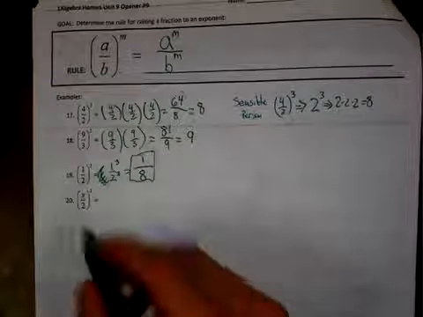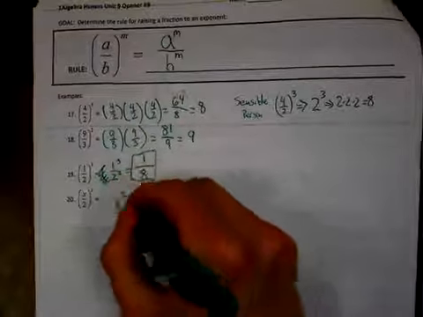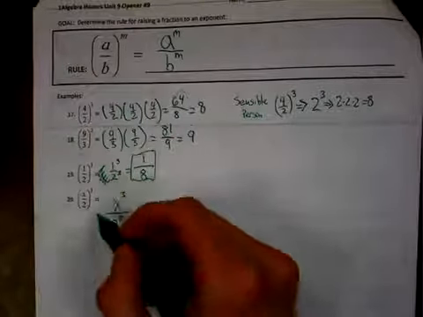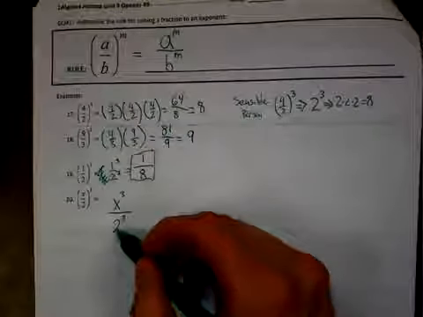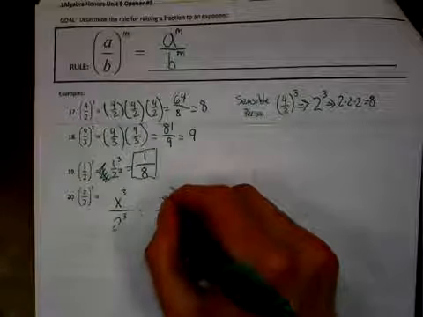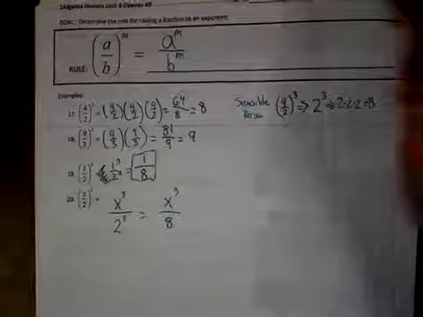And this last one then is x over 2, the quantity cubed, and again, all you have to do is rewrite it with that exponent going with both the numerator and the denominator. So we've got x to the third power over 2 to the third power, which will end up simplifying to x cubed over 8.